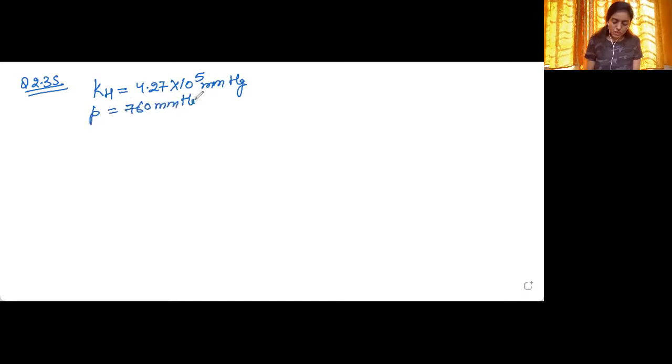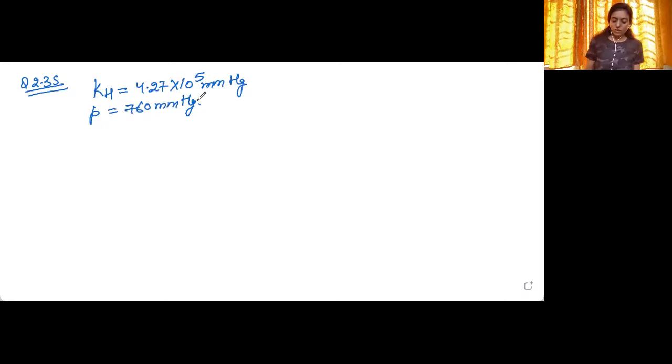Question 2.35. Henry's law constant for the molality of methane in benzene at 298 Kelvin is, so KH has been given to be equal to 4.27 into 10 raised to the power 5 millimeter of mercury. Calculate the solubility of methane in benzene at 298 Kelvin under pressure 760 millimeter of mercury.